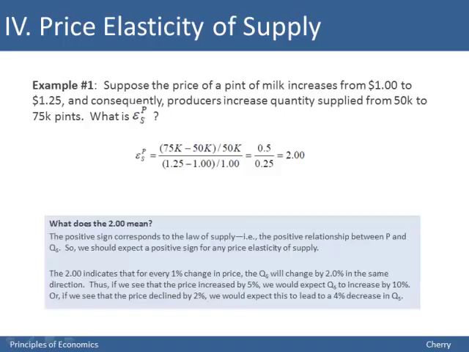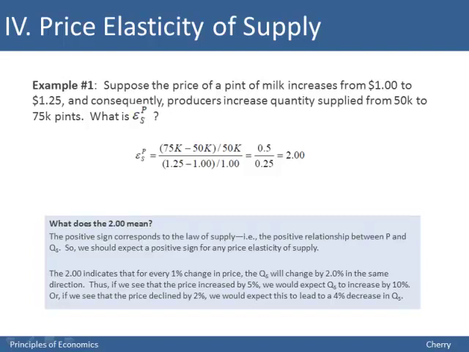So what does this mean? First of all, you have a positive sign, and that is consistent with the law of supply. Right? Prices go up, quantity supplied is going to go up. If prices go down, quantity supplied is going to go down. They move in the same direction. So that's the positive sign, that positive relationship.